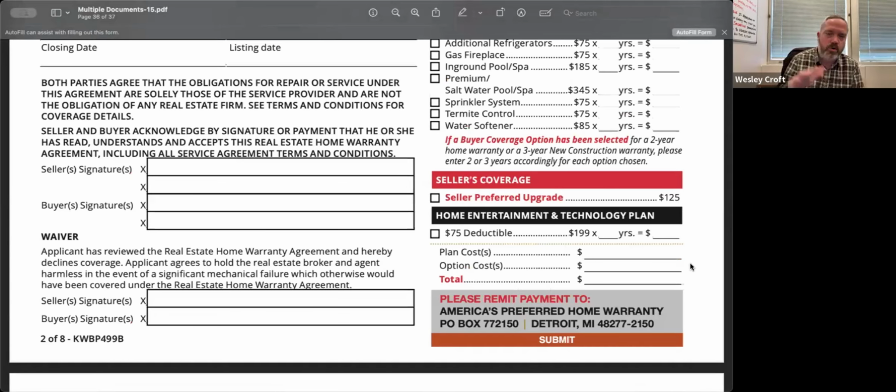Now, whether or not your buyer is getting a home warranty, this must be signed by your client. So if your client's like, hey, I don't want the home warranty, I'm not going to pay for it, or you find out that the seller is not offering one, that's cool. Your client must still sign this particular form at the bottom where it says waiver.